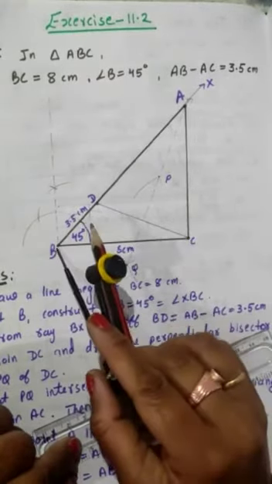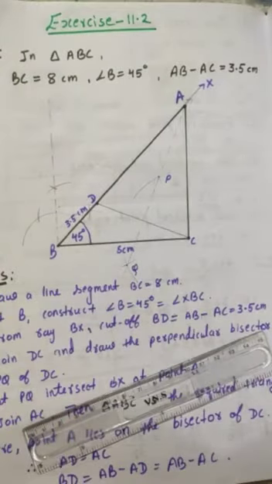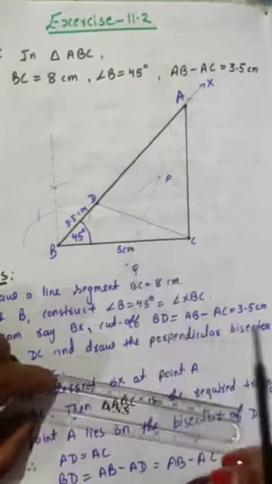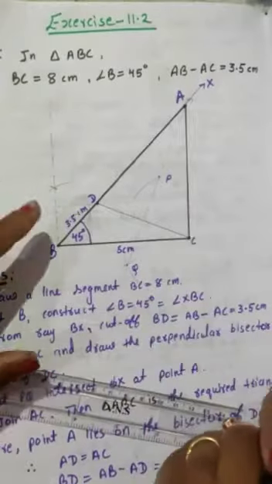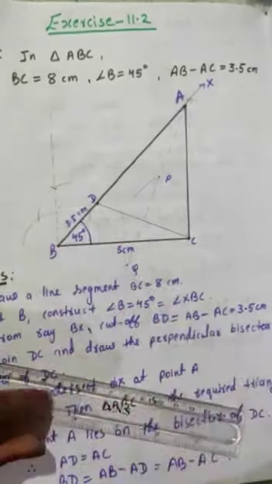Then at point B, you have to construct 45 degree. Make sure that you are not using a protractor for constructing 45 degree. You have to use only the compass and ruler. You know how to do it. First you will construct 90 degree and then you will bisect it. And you all know how to construct 90 degree.